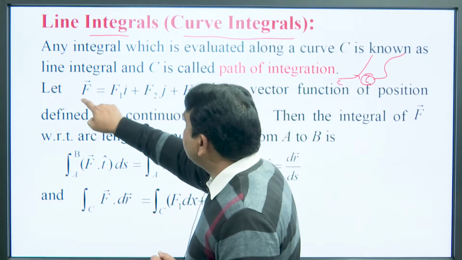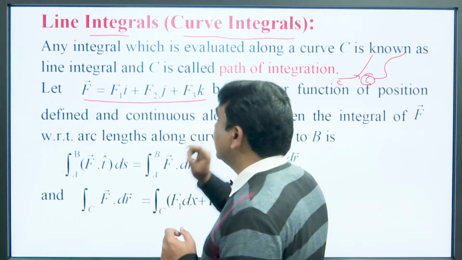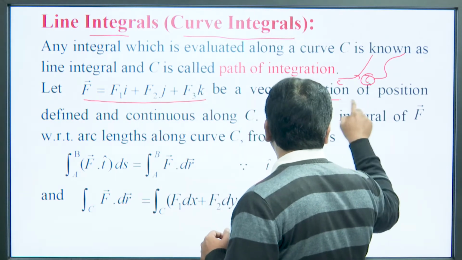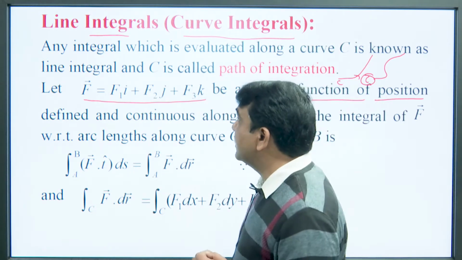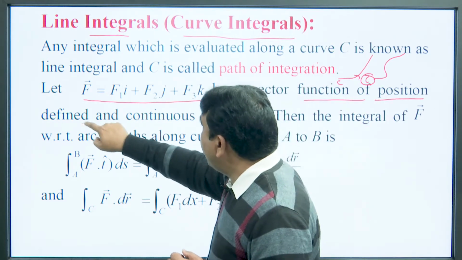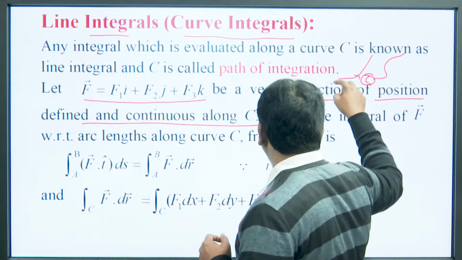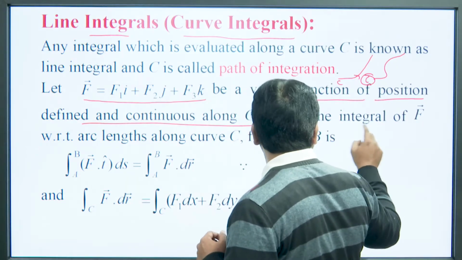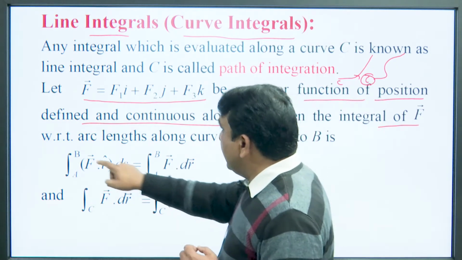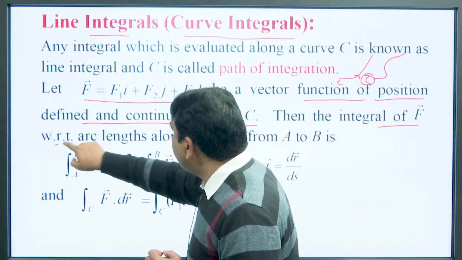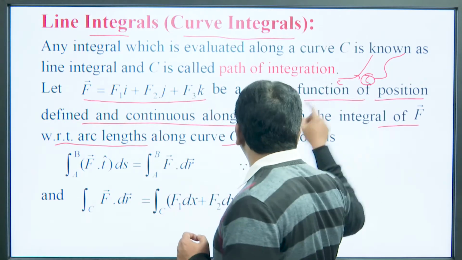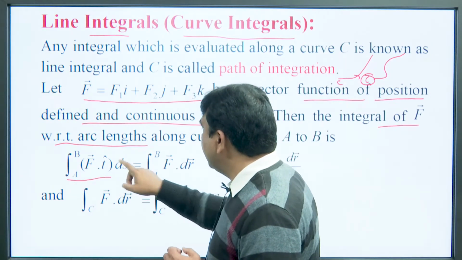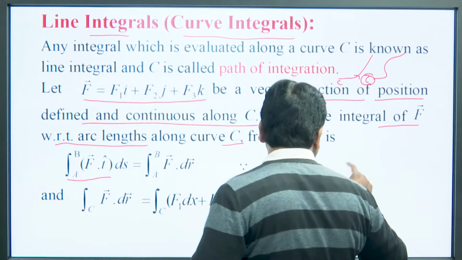So, if f is taken in components form like this, f 1 i plus f 2 j plus f 3 k, which is a vector point function of position defined and continuous along the curve c, then the integral of f with respect to the arc length along the curve c is the integral from a to b of f dot t ds.